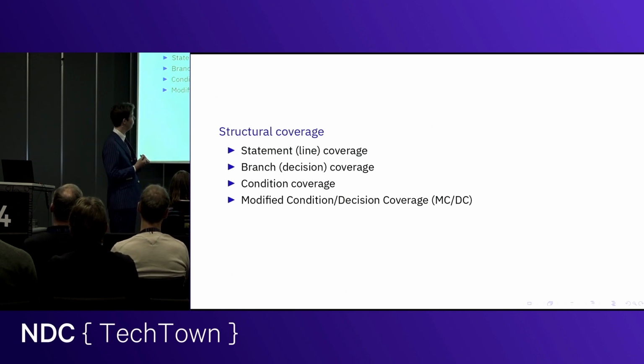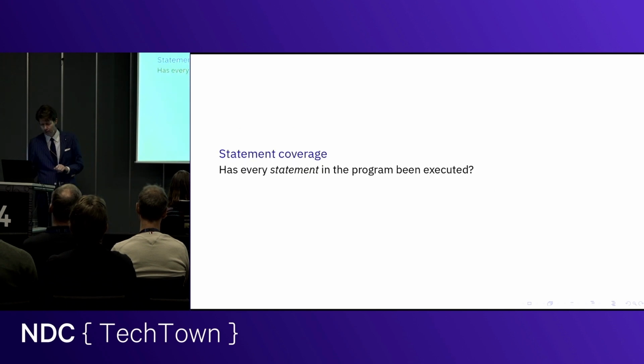You have your branch coverage, which is sometimes called decision coverage. And then you have condition coverage, which is then sometimes called branch coverage, depending on your perspective. And finally, you have the most mysterious one, I would say, the modified condition decision coverage. It's a bit of a mouthful, so from now on, I will say MCDC for that. The rundown: has every statement in the program been executed? If a statement hasn't been executed, you haven't tested it, obviously.